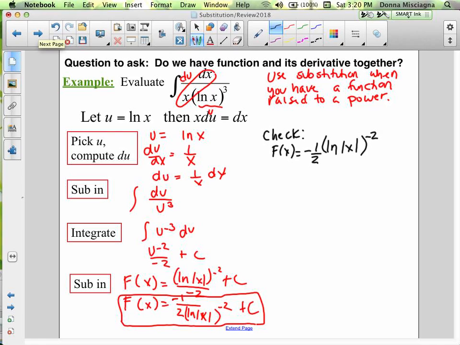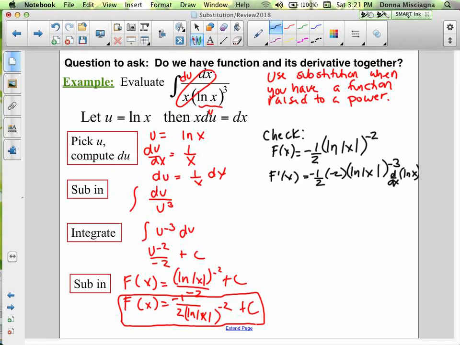All right, so then we have f prime of x equals negative 1/2 times, the negative 2 moves in front, natural log of x, and then the exponent decreases by 1, so that would be to the negative 3 power, and then times the derivative for the natural log of x. I'll just squeeze it in without the absolute value so I can get it in there.